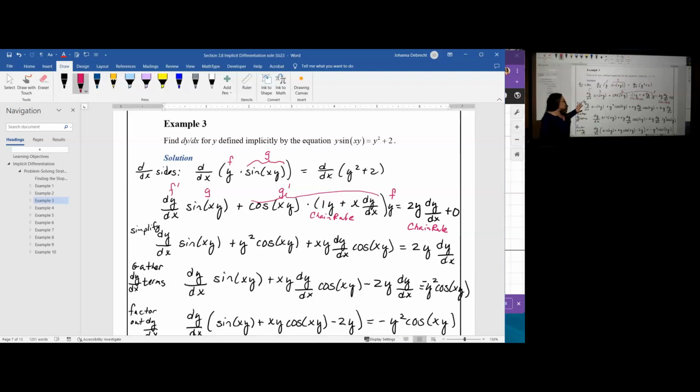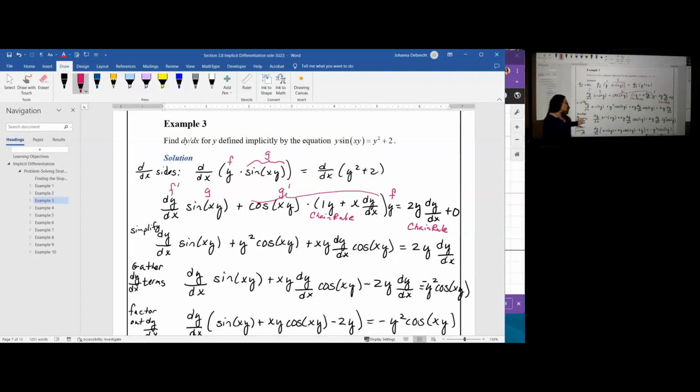Next, we're going to simplify by distributing across these parentheses. It's probably easier, frankly, to take this single factor y here at the back and write it in front of the cosine so you don't lose track of it. Then you can distribute across what's inside the parentheses next to it. We get dy dx sine of xy plus y squared cosine of xy plus xy dy dx cosine of xy equal to the right side 2y dy dx.